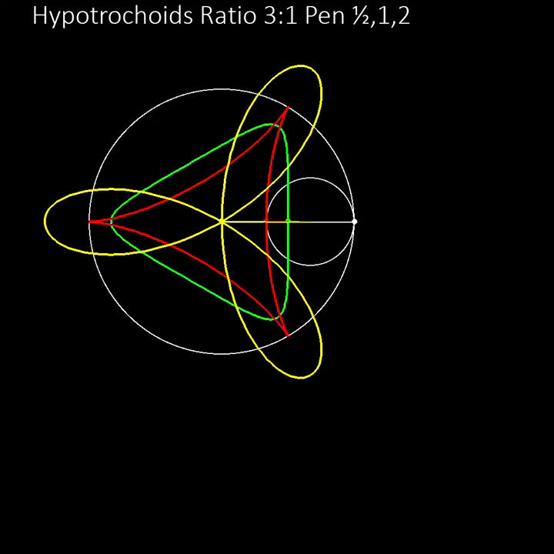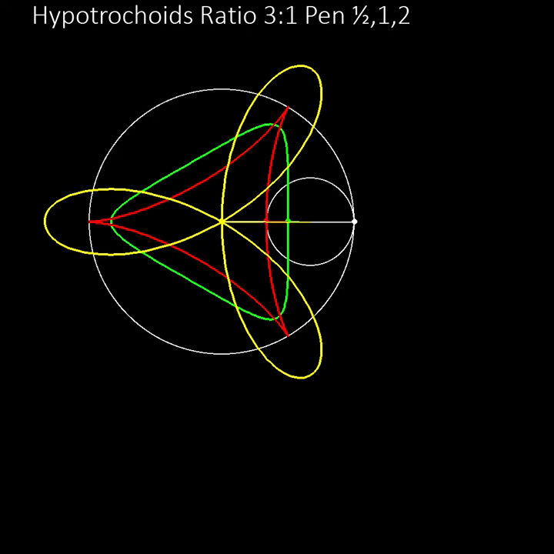Here are the hypotrochoids that we get when the ratio of the wheel sizes is 3:1, and we put the pen at position 1/2 in green or at position 2 in yellow. The hypocycloid curve with the pen at position 1 is shown in red for comparison.